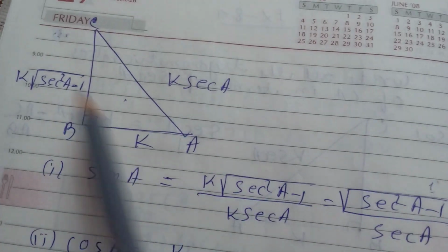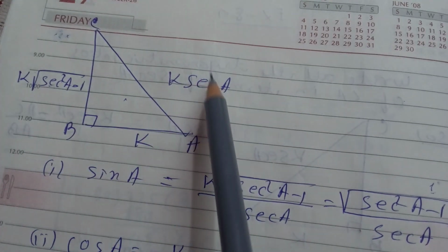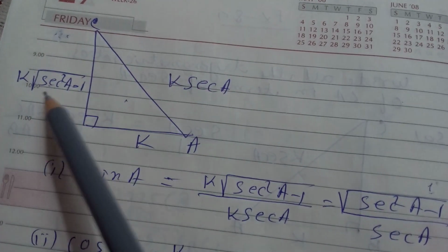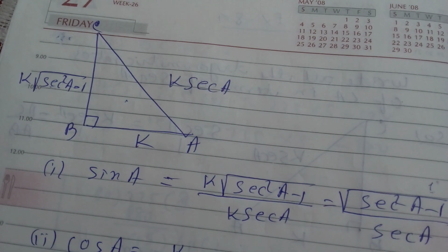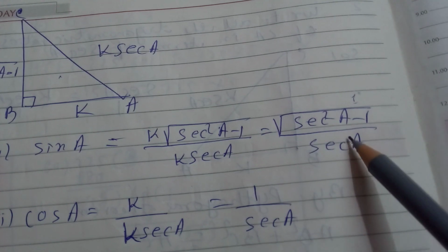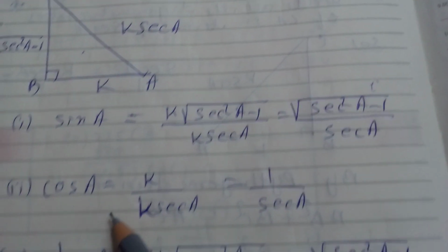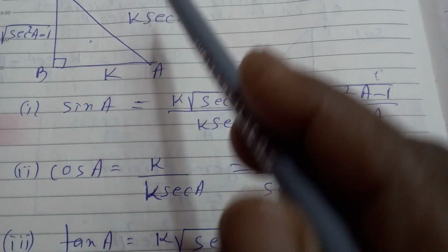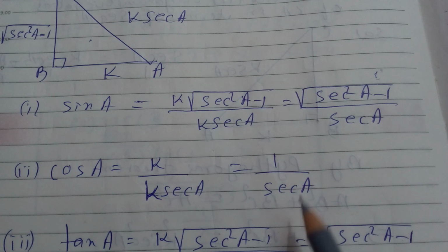So now I write down sin A. Sin A equal to P by H. So this by this, K root under sec square A minus 1 by K sec A. K cancels, and we get root under sec square A minus 1 by sec A. And cos A equal to B by H. So K by K sec A, K cancels, 1 by sec A.